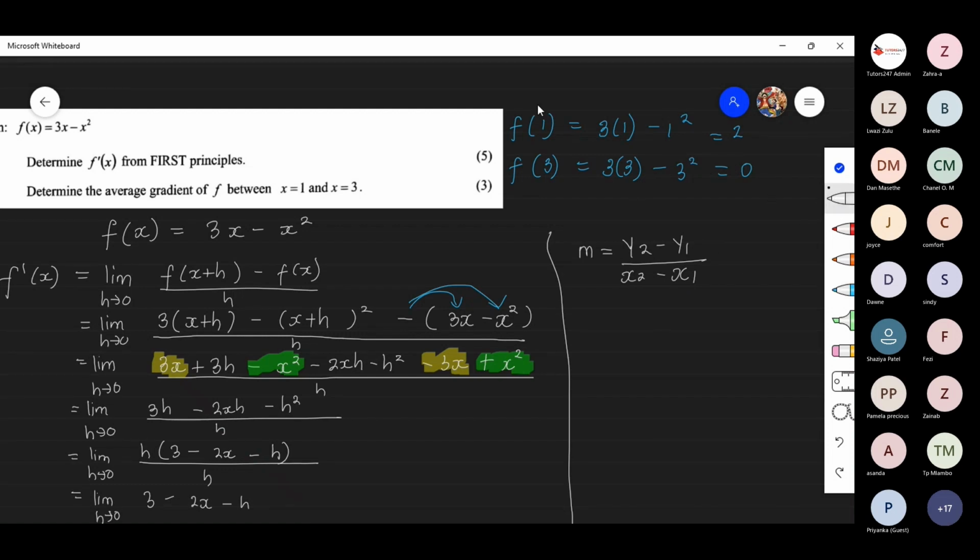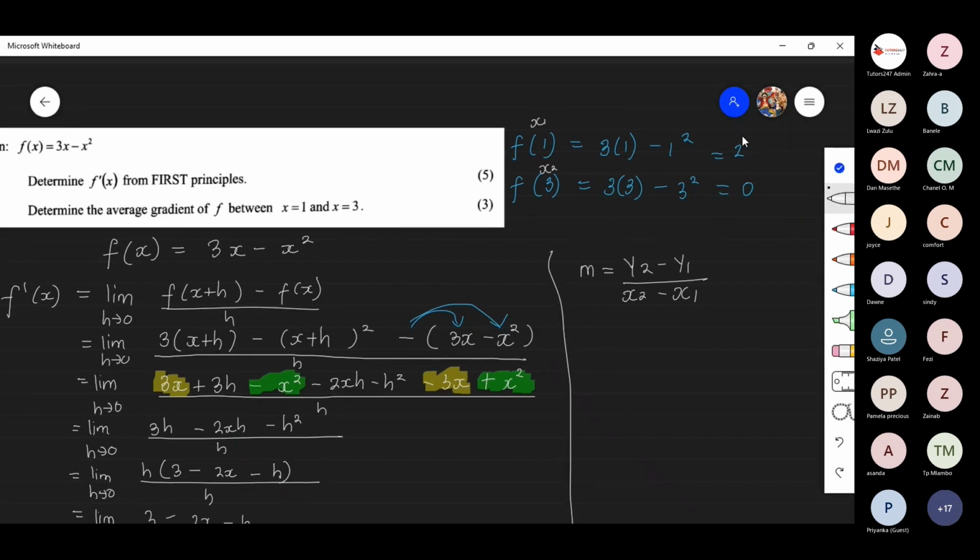So let's substitute. I'm going to make this x1, x2. That means this will be y1 and y2. So that will therefore be 0 minus 2 over 3 minus 1. So 0 minus 2 will be negative 2. 3 minus 1 will be positive 2. Therefore, our gradient will be negative 1.